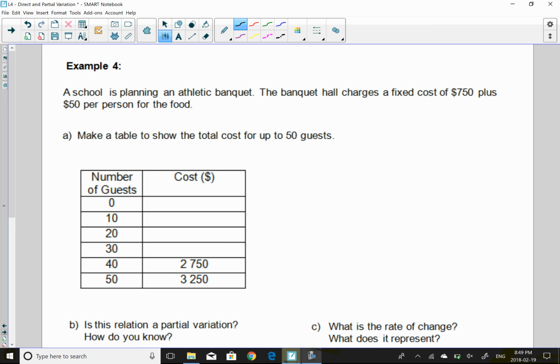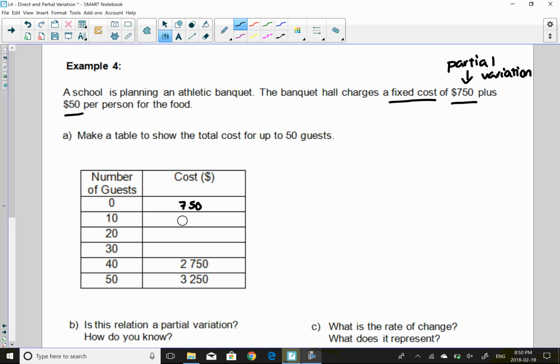The school is planning an athletic banquet. The banquet hall charges a fixed cost of $750 plus $50 per person. So whenever you have a fixed cost, you automatically know it's partial variation. So this is going to go here. Okay, because even if you invite no guests, you have to pay $750. Then you add $50 per person.